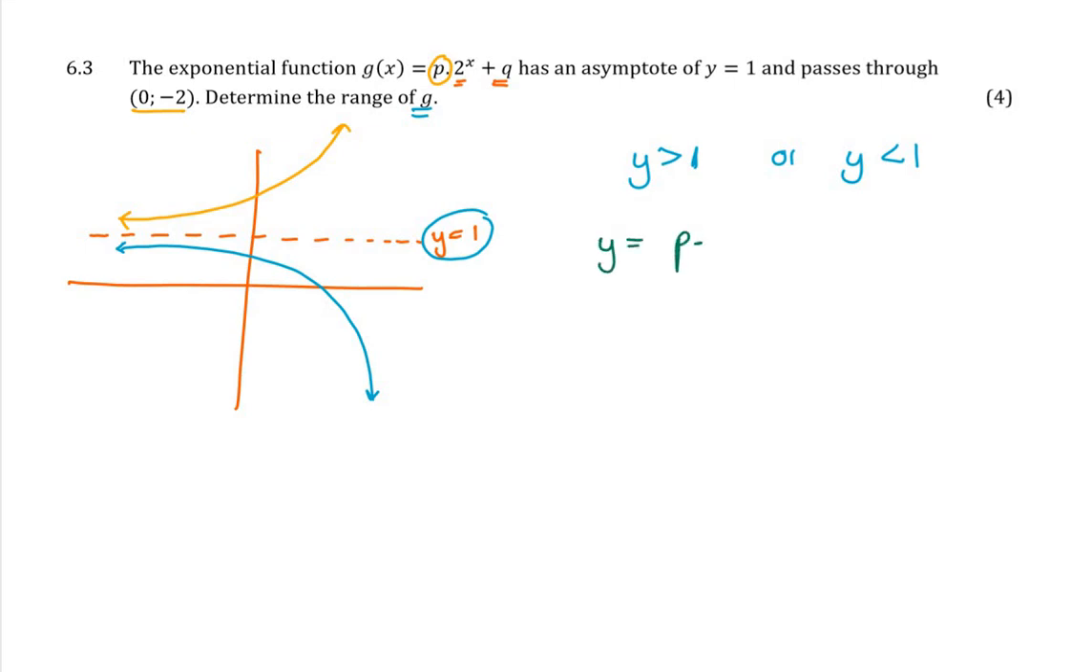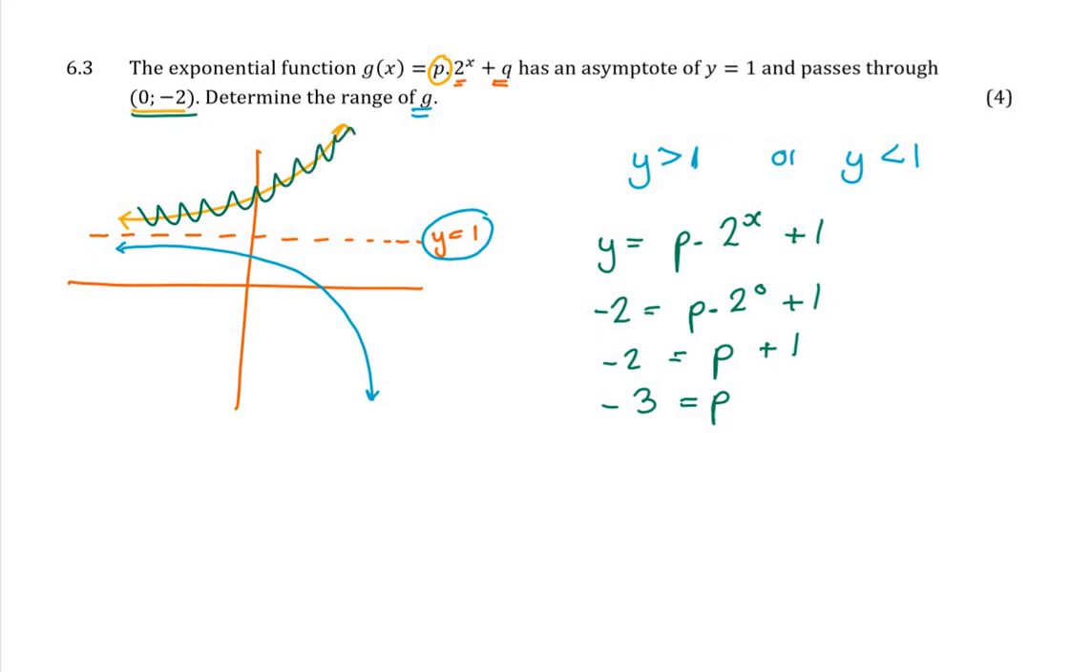So far I know it's P times 2 to the power of x, and I know this is plus 1. Now they gave me a point on the graph, so y is negative 2 when x is 0. Now anything to the power of 0 is 1, so this is P times 1, just P, and I get P is negative 3. Now the moment I know that P is a negative, it cannot possibly be that graph, which means my graph is the blue one. And so I now know that my range cannot possibly be y is greater than 1. My range must be y is less than 1. Not equal to 1, because that's an asymptote and it can't get there.